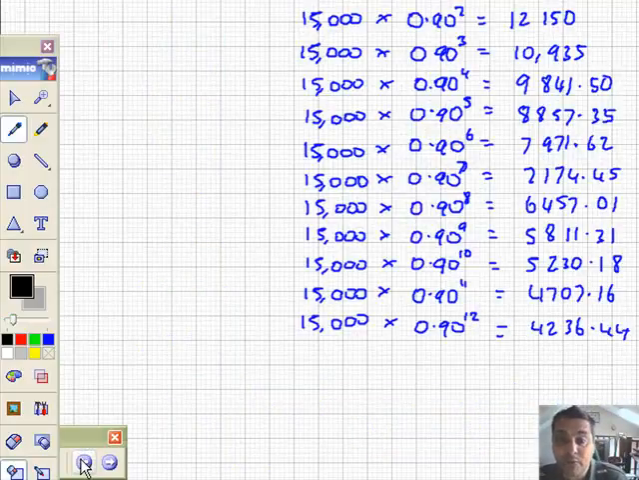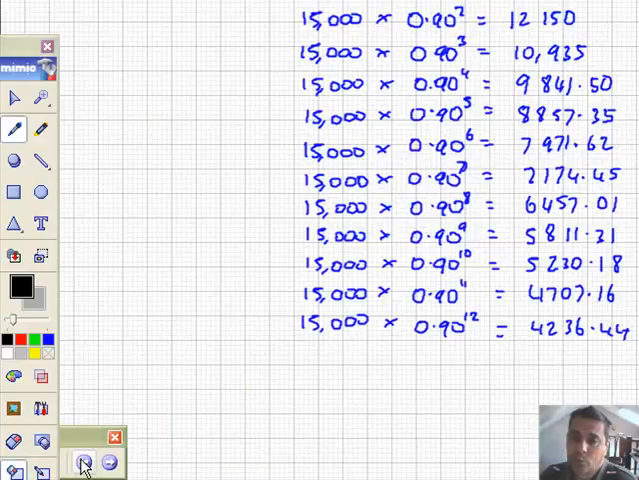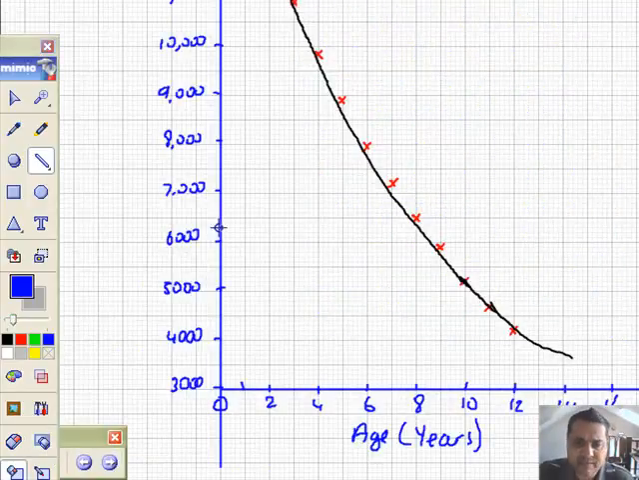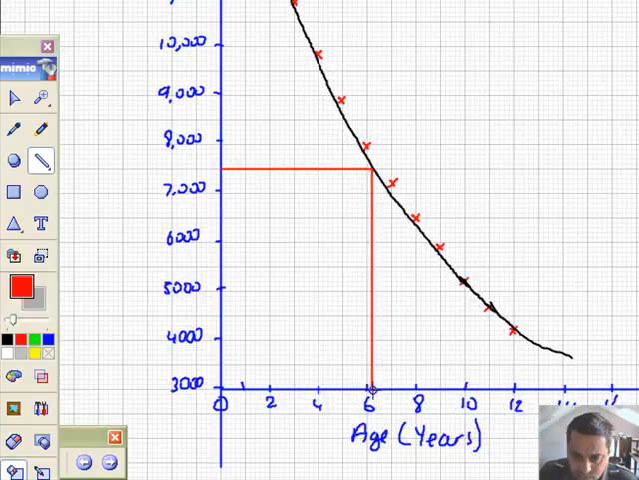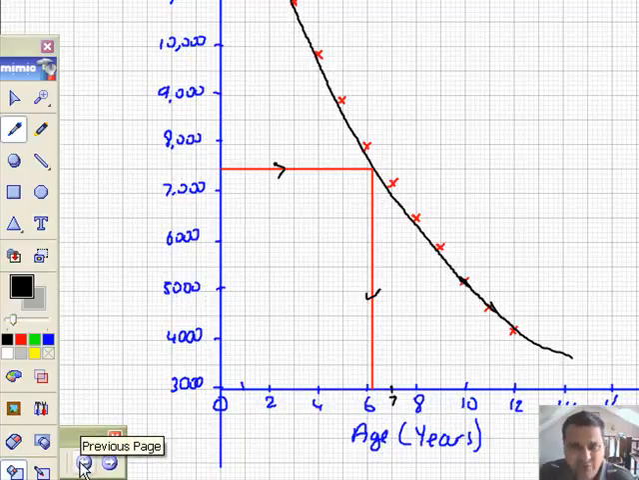They say use your graph to find when the caravan is worth half the price it paid for when new. Well, half of £15,000 is going to be 7,500, so let's just put that in then. Let's go red, 7,500, hit the line, come straight down. We'll try and read that, shall we? So we went across and down. That's 7 years right there. So I'm going to call that 6.2 years. I'm not going to convert it into months. 6.2 years, a little over 6 years.